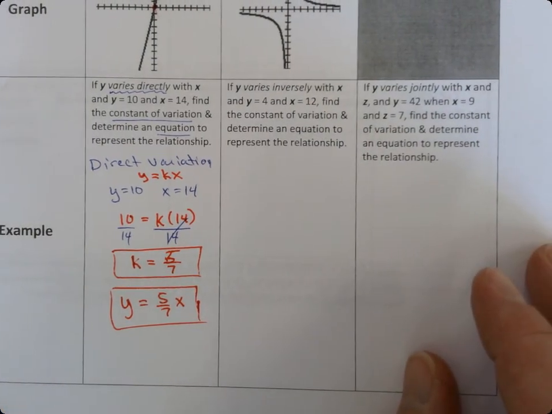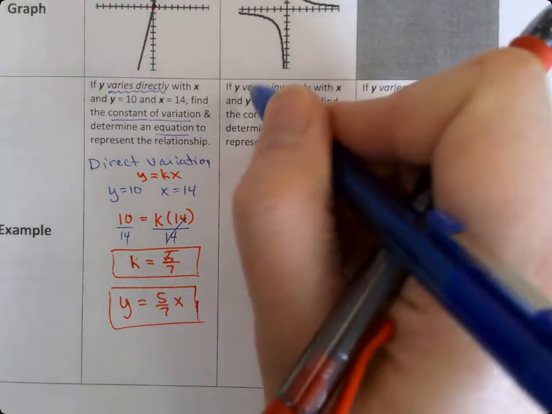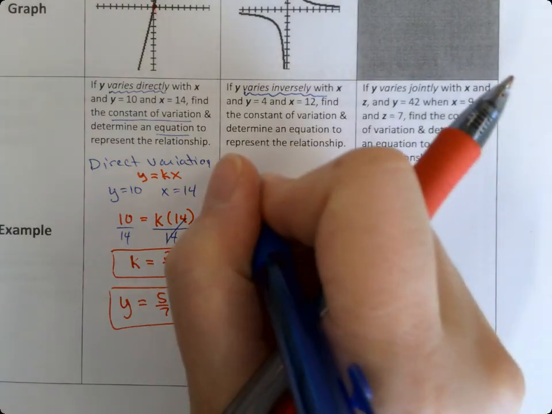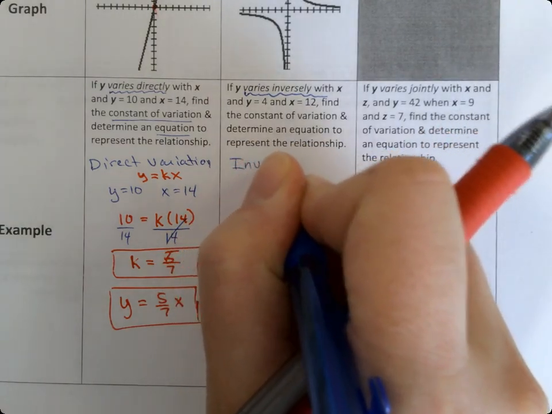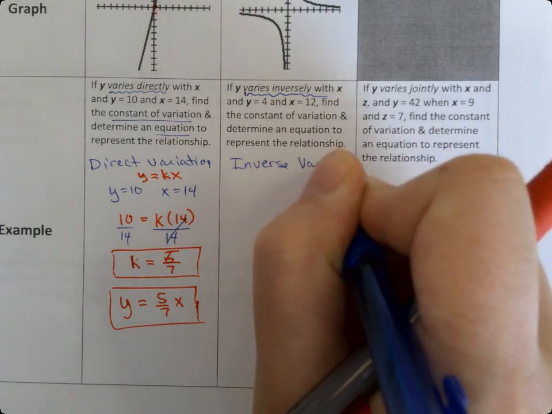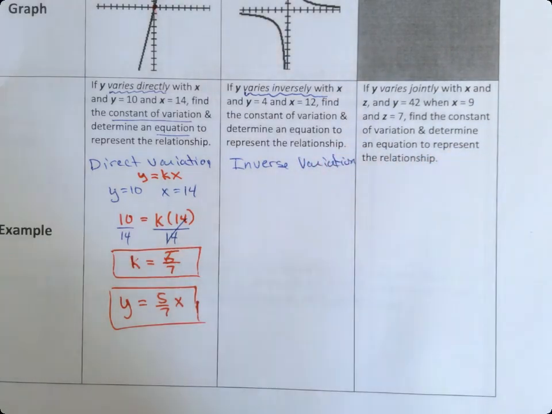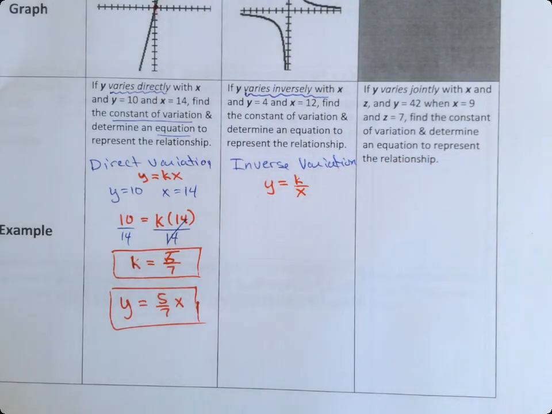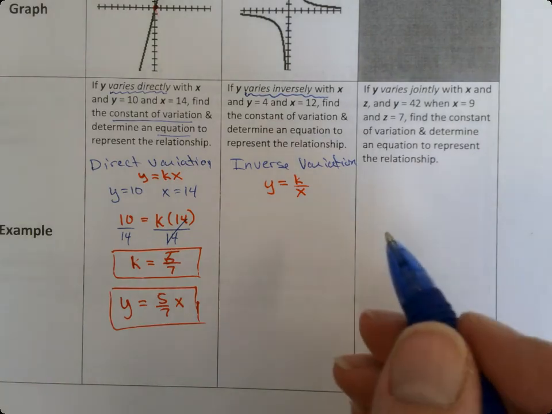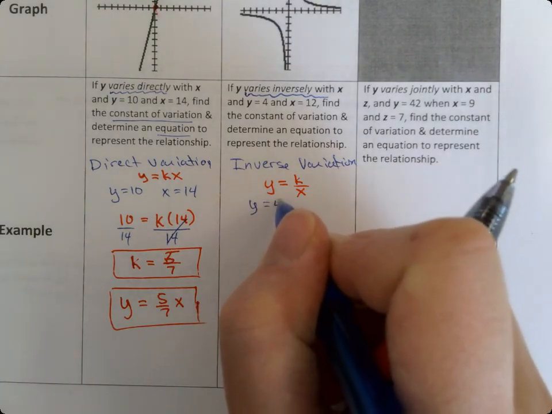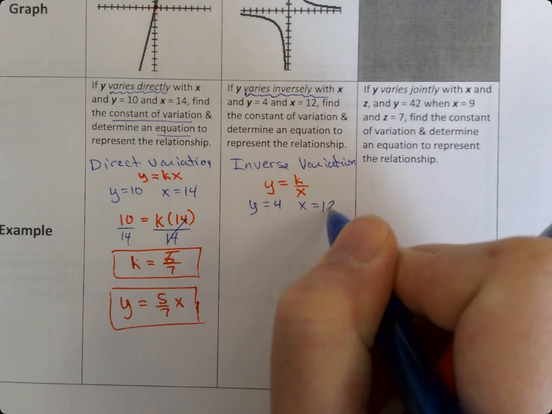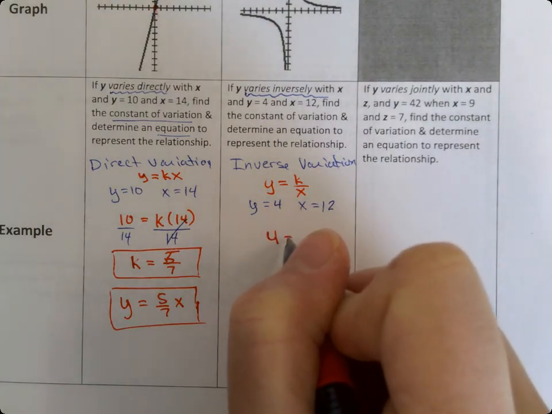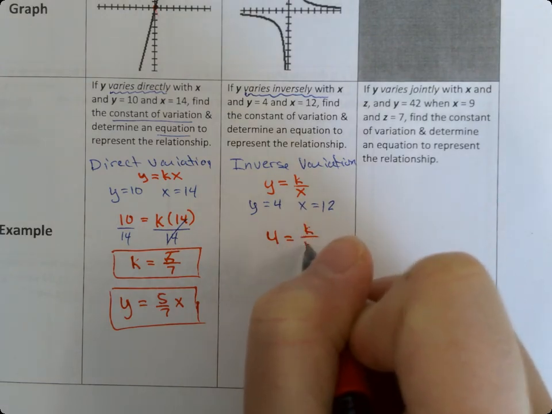Okay, look at the wording in the next one. It says y varies what? Inversely. So this is your inverse variation. Inverse variation. And that inverse variation equation is y equals k over x. We invert that multiplication to division. All right, they gave us that y is 4 and x is 12, so all I have to do is plug it in. I almost wrote y. So y is 4, and that equals k over 12.